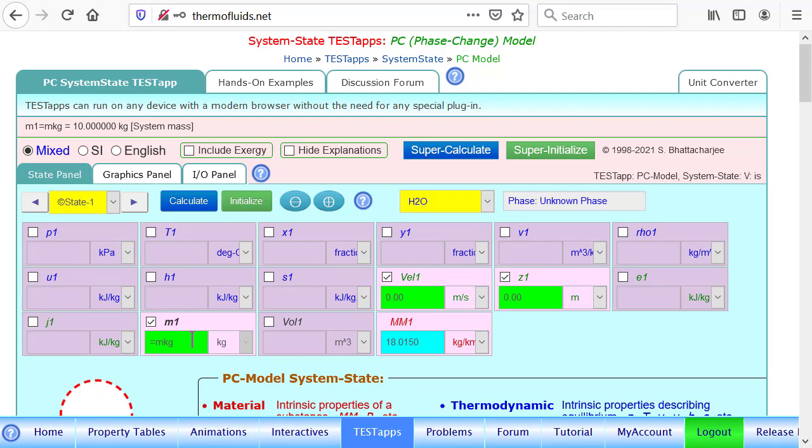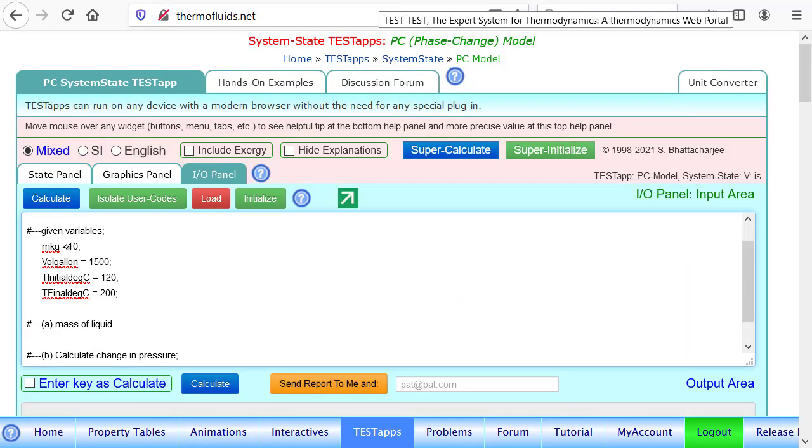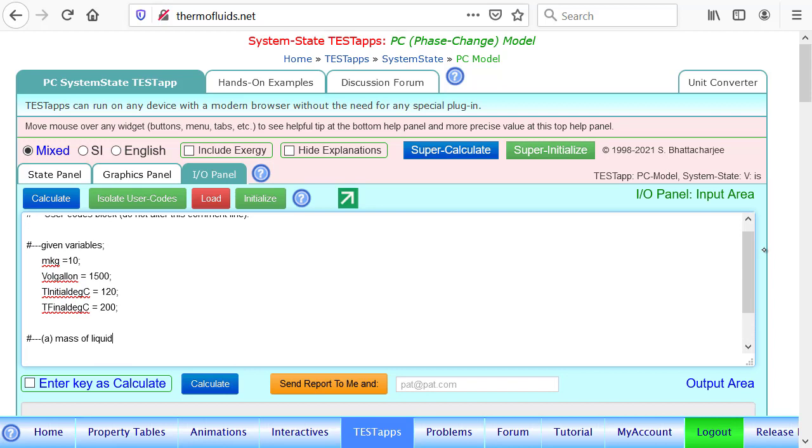If you put the pointer over M1, you can see the mass will show up in this help panel. So to reduce the time, what I have done, I have already entered all the variables that are given in the problem. These are the 4 variables given in the problem. I have also taken the time to write some comments, different blocks of the code. Mass of the liquid you have to find. Part B is calculate the change in pressure. And part C is how to find the heat transfer in this problem. We'll discuss each of them as we proceed with the problem.